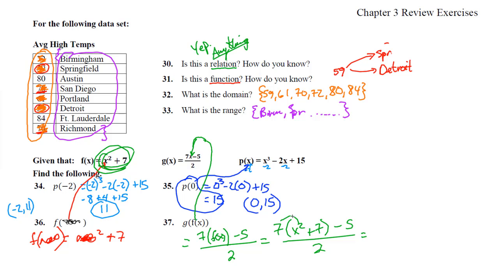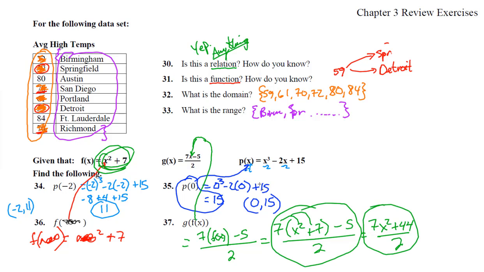So this is going to be 7x squared plus 49 minus 5, so that's a plus 44, all over 2. Yeah, and you could leave it just like this. This would have been a perfectly okay way to leave it, or you could simplify it down to that. That would have been all right as well. Good.